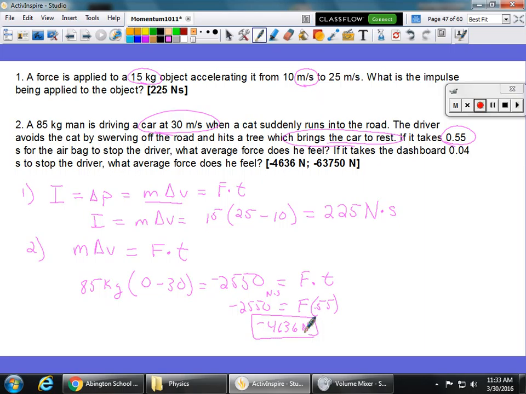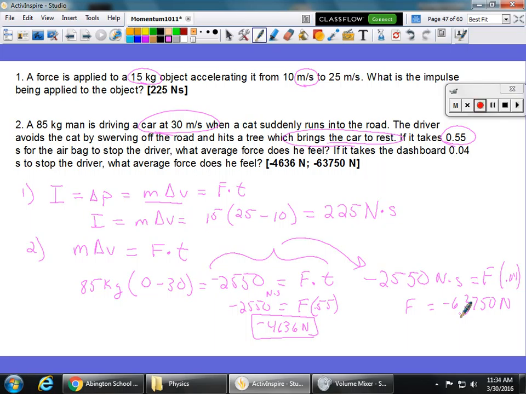Now, if he stops without the airbag, it says we're going to have a different time. Well, it's the same impulse, because he's still coming to a stop. It's the same change in velocity. So that's negative 2550 Newton seconds. But he's going to do so in a different time, so that's going to change the force. The time in this case is 0.04 seconds. And so when we solve to get the force, we're going to get negative 63,750 newtons, which is much larger.